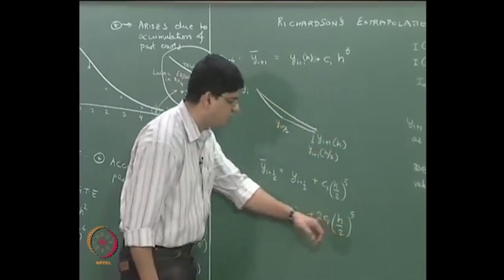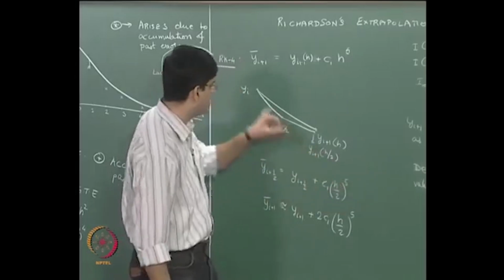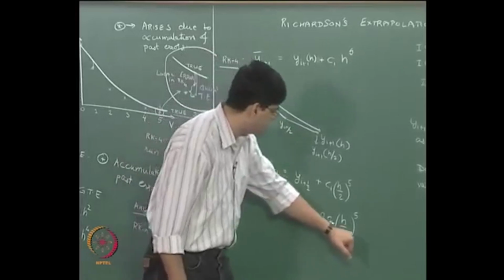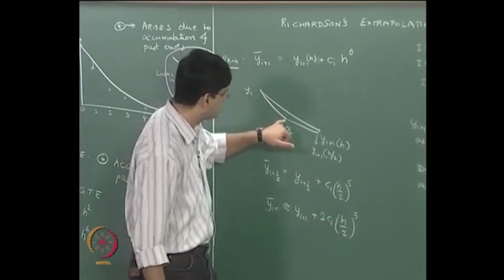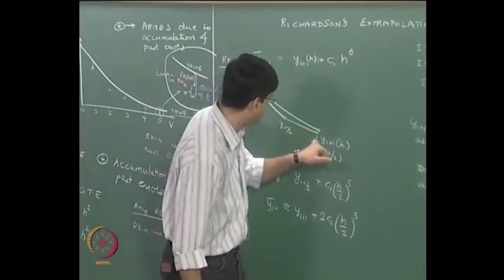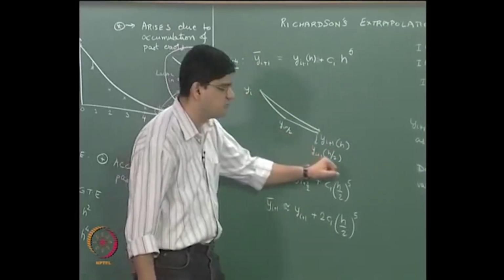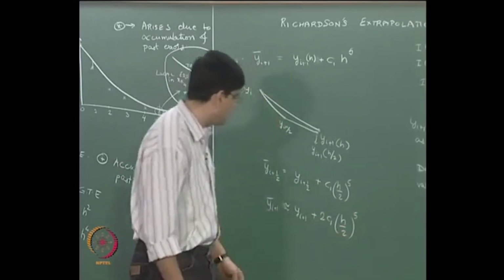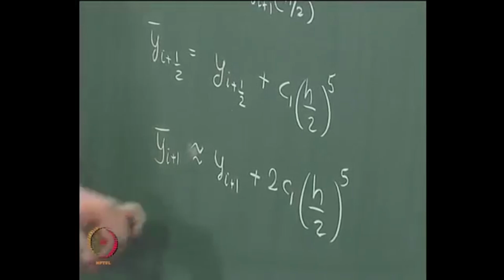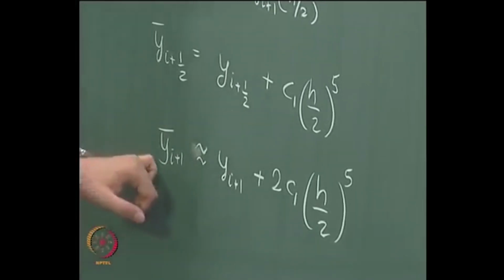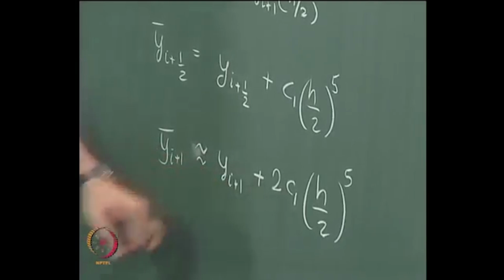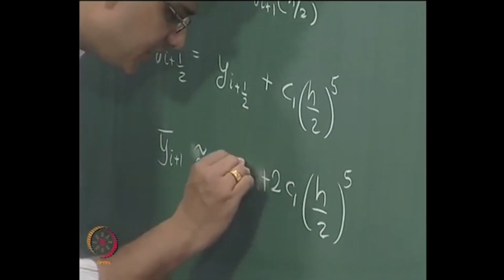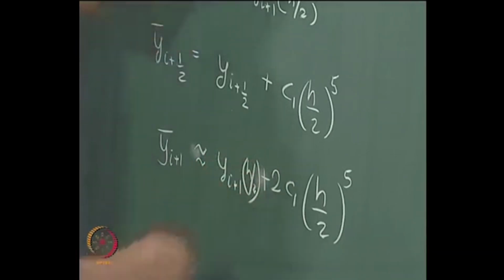The first c1 (h/2)^5 comes because we go from y(i) to y(i+1/2). The second c1 (h/2)^5 comes because of the local truncation error going from y(i+1/2) to y(i+1). So this is essentially how we will write our y(i+1) true value related to y(i+1) computed by taking 2 steps. And because it is computed by taking 2 steps, I will put in the bracket h/2.